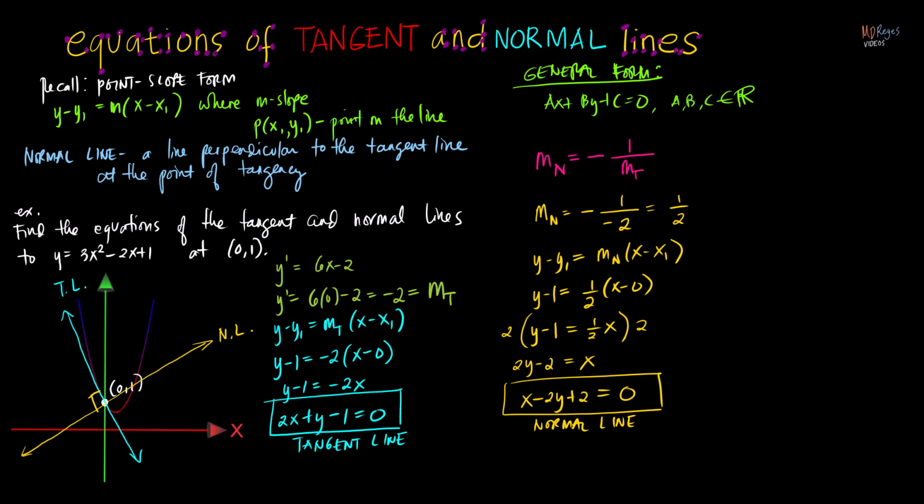So again, to find the equations of the tangent and normal lines to the curve, what you have to do is get the first derivative of the given function, the first derivative of the curve, and then from there you'll get the slope of the tangent line, and then find the equation of the tangent line through the point slope form of the equation of a line, and then get the slope of the normal line using the negative reciprocal of the slope of the tangent line, and then using the point slope form again to get the equation of the normal line.